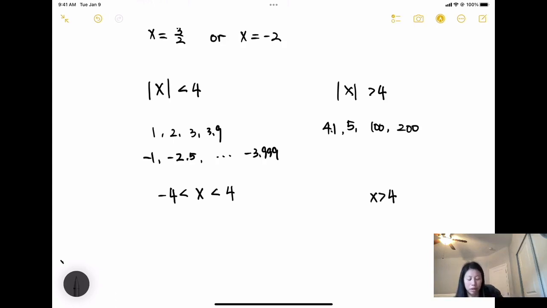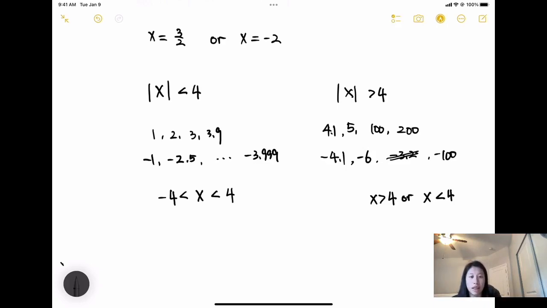What about the negative sign? Well, if x is negative 4.1, take the absolute value of negative 4.1, this is going to be greater than 4. If x is negative 6, you take the absolute value of negative 6, this is greater than 4. But what if I try negative 3.2? If I take the absolute value of negative 3.2, this is not greater than 4, right? So that means this one doesn't work. And if I take negative 100, you take the absolute value of negative 100, this is greater than 4. So that means x has to be what? X has to be less than negative 4.